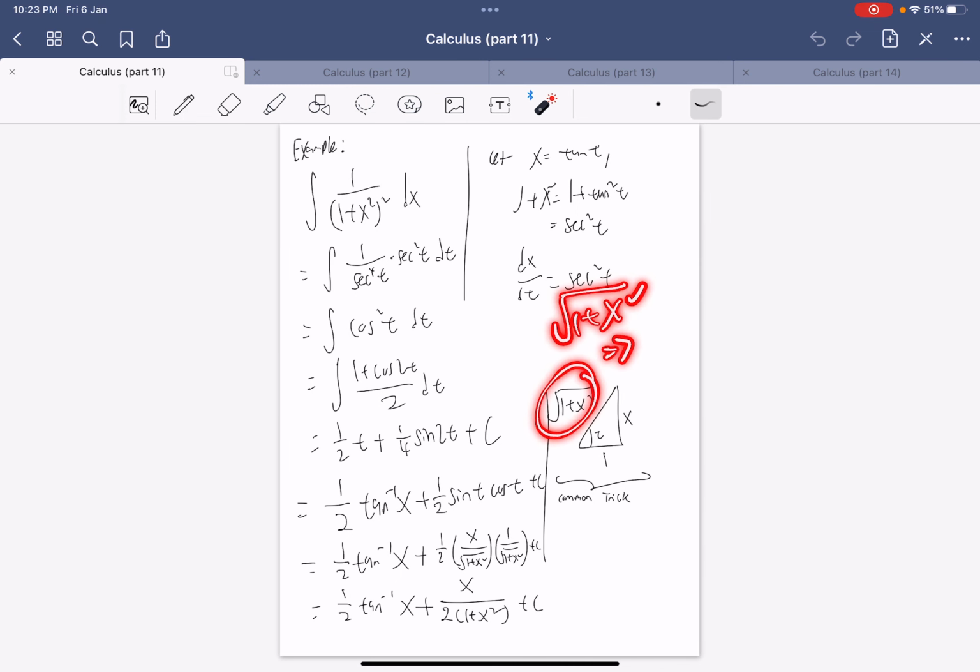And this implies that sine t equals x over square root of 1 plus x squared, which is what we did here. Cosine t, on the other hand, is 1 over square root of 1 plus x squared. And then you can simplify to get the final result. So this common trick is also a fairly useful one, and I hope you have learned it in this video. You must practice more to understand and know when to use this substitution better, and what type of substitution you should use.